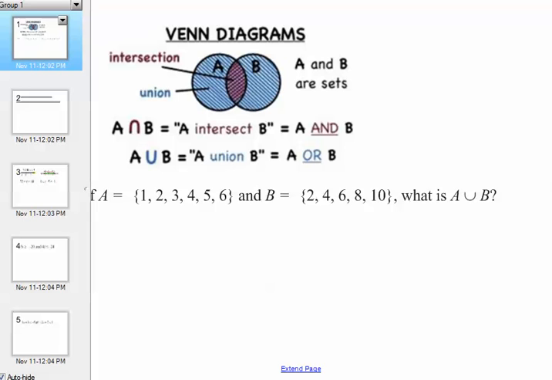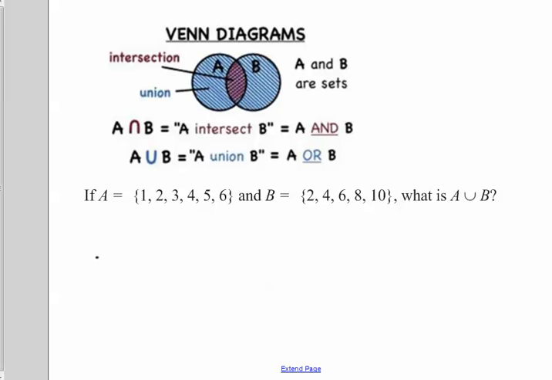Okay, so this is the last section that we're going to be talking about in the chapter, chapter three. So what I want to do is talk a little bit about what a Venn diagram is, because we're talking about unions and intersections.